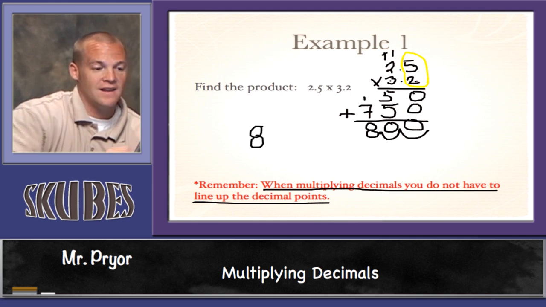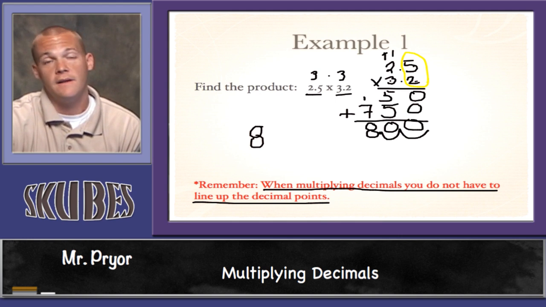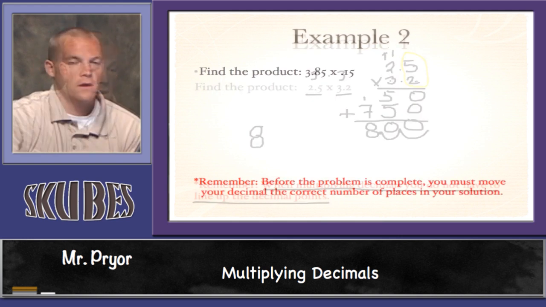Now, does that make more sense? Yes, because if we were just simply estimating here, we would say that 2.5 is approximately 3, and 3.2 is approximately 3. So we should be somewhere around 9, and that's exactly where we're at. We're right near 8, or we're right at 8, excuse me.